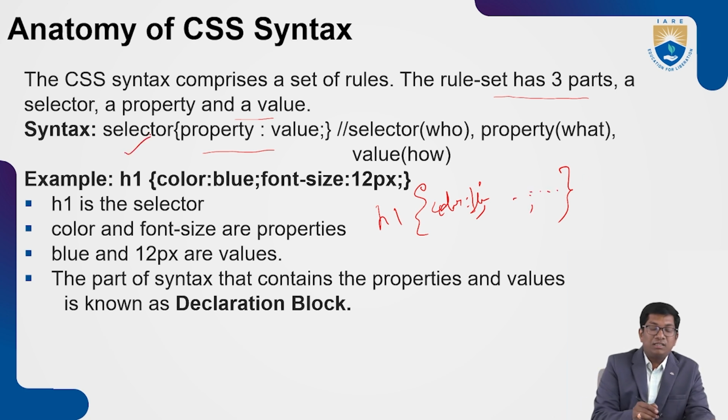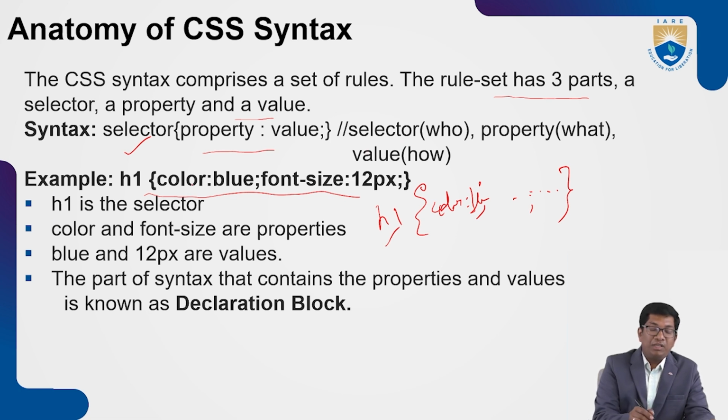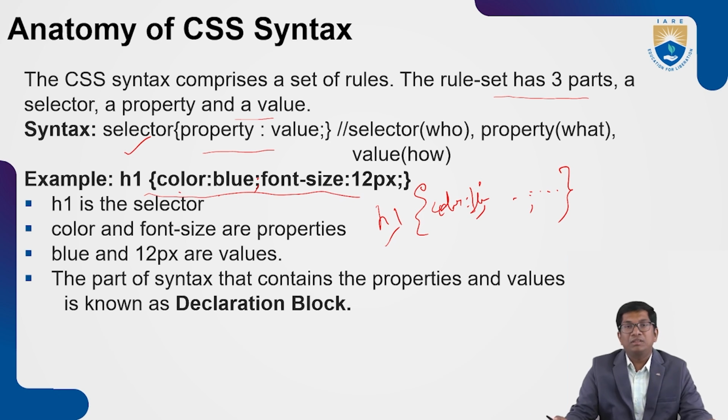Here H1 is the selector. See the example. The properties for this H1 selector change the text color of the H1 element written in the body section to blue. This is one property and value. Property and value are separated with a colon, and each declaration has to be separated with a semicolon.